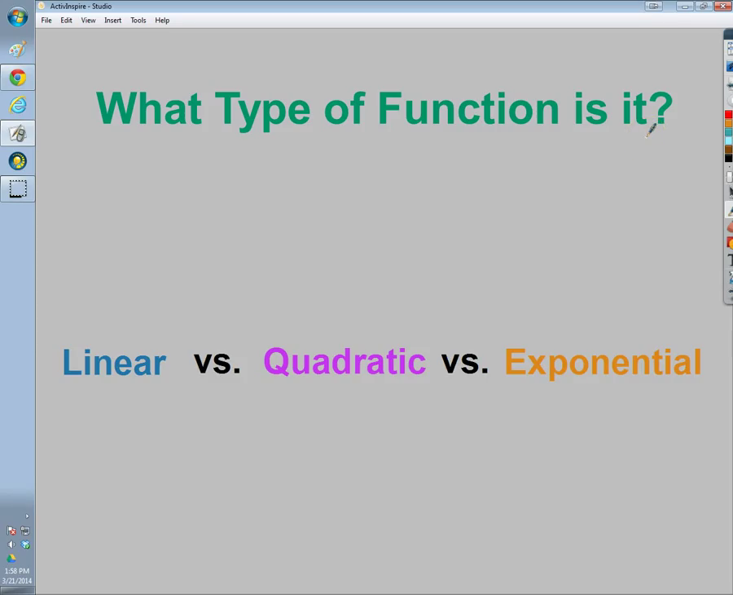Welcome. Today I'm going to talk about what type of function is it? One of those really common questions you get in algebra, usually at school it's algebra 1 or algebra 2 maybe. They want to know, based on the information that they're showing you, what type of function is it?